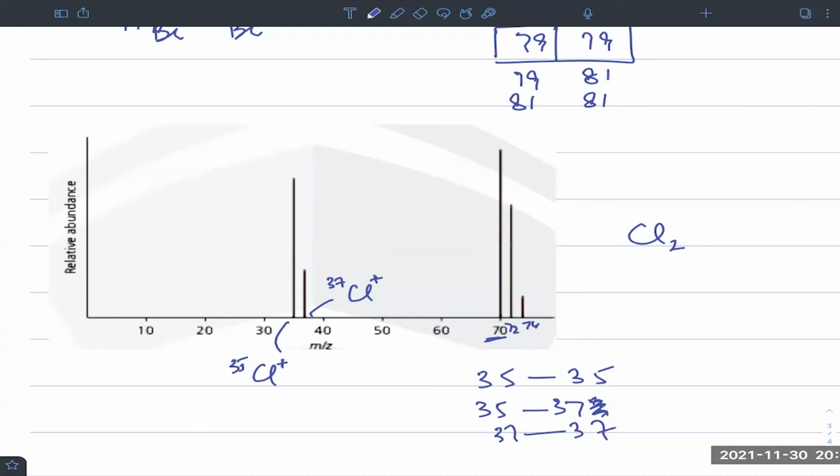Now they're in the ratio 9, 6, and 1. What does that mean? Does it mean that chlorine 35 and 35 occurs 9 out of 16 times? Yeah. It is 9 times more likely to be chlorine 35 and 35 compared to 37 and 37, or 9 out of 16 times you get that. Yep, you're right. Okay, moving on.